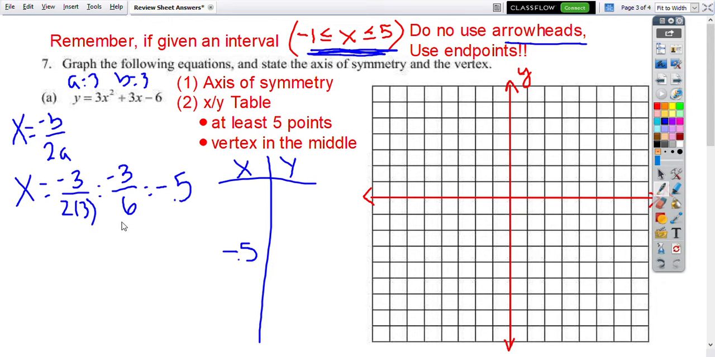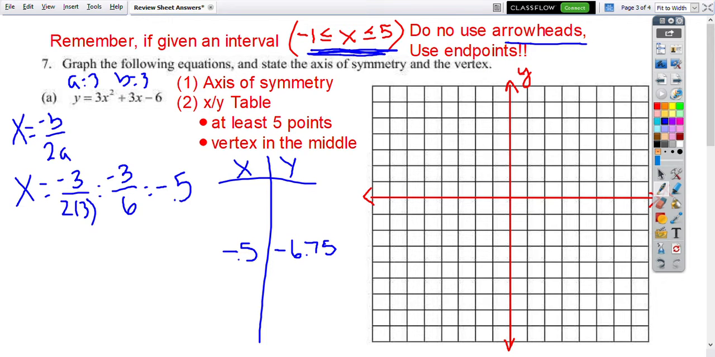We need to find the axis of symmetry, or the vertex. So analyze graph. We know it's a minimum because it's concave up here, okay? So I pick my window, and there's my minimum, okay? So I know that when x is negative 0.5, the y value is right there, negative 6.75. So I go back to my table, and I put negative 6.75 here.